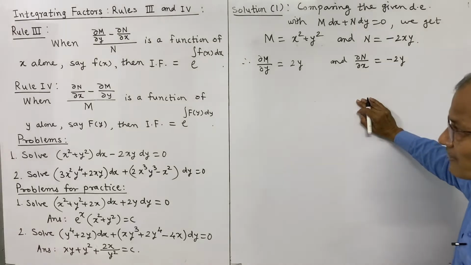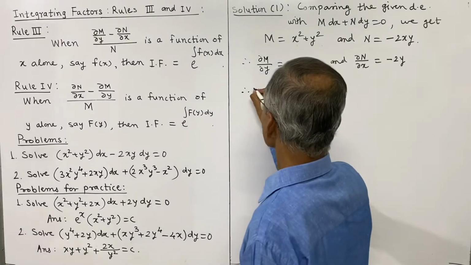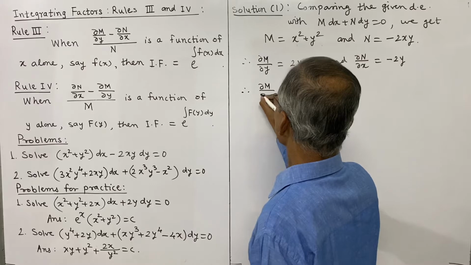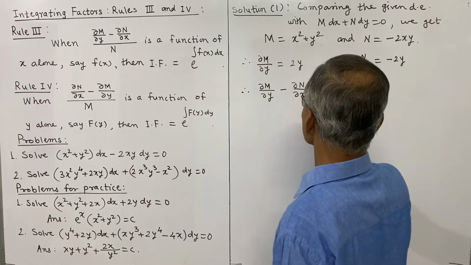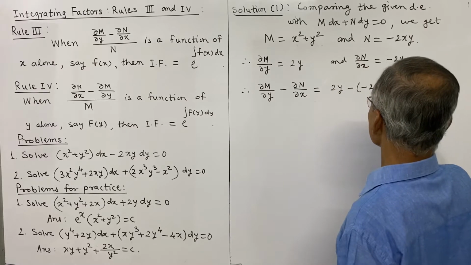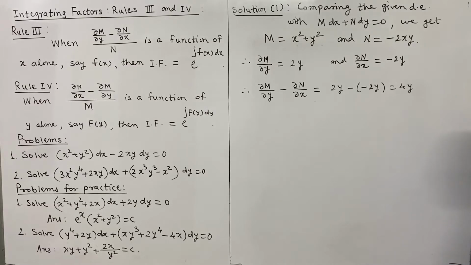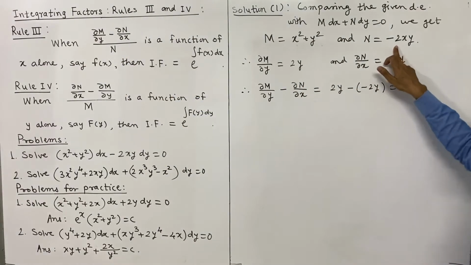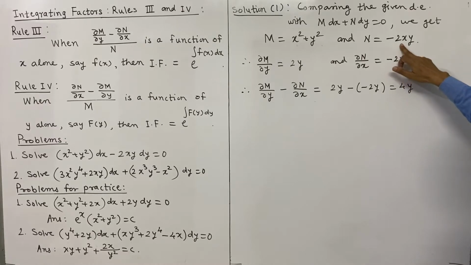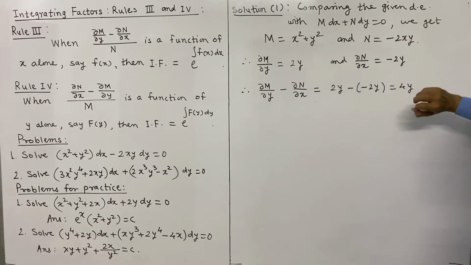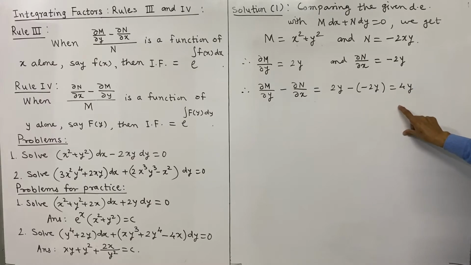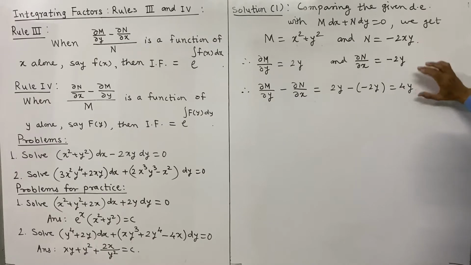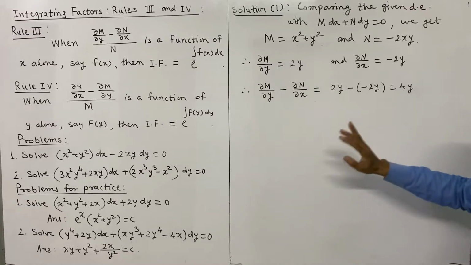Now what will be their difference? Therefore, dou M by dou y minus dou N by dou x is 2y minus of minus 2y, that is 4y. And if this difference obtained is divided by N, what is N? It is negative 2xy. So 4y divided by minus 2xy. This y cancels, and 4 by 2 is 2. So that will be minus 2 upon x. You see, this is the quotient of these two, minus 2 upon x. And therefore it is a function of x alone.